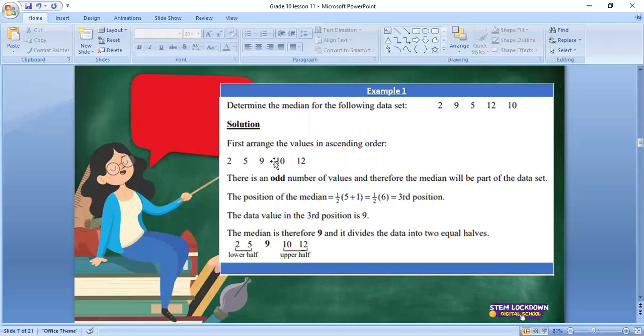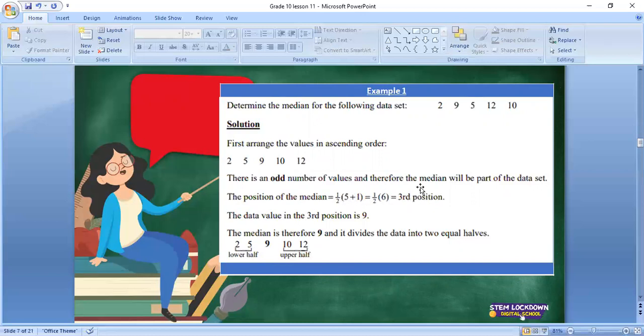Now, how many data are in this data set? We have 5 data in this data set. So the median position we find using the formula half of n plus 1, where n is 5, the total number of data in the data set. 5 plus 1 is 6, and half of 6 is 3.